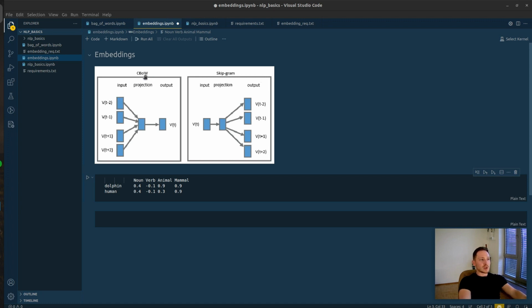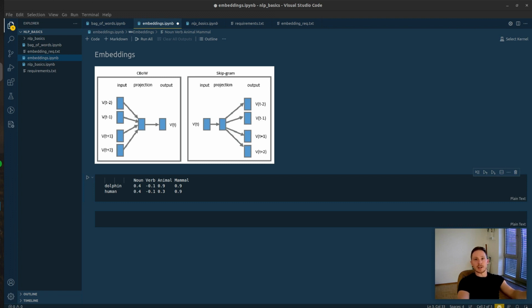Basically in the continuous bag of words, you would input the context for a word. And here in the middle is the hidden layer where the actual embeddings get calculated. And then the output will be the word that makes sense in the context. And skip-gram works the other way. You input a word, then the embeddings are calculated, and it will predict which context makes sense to this word.